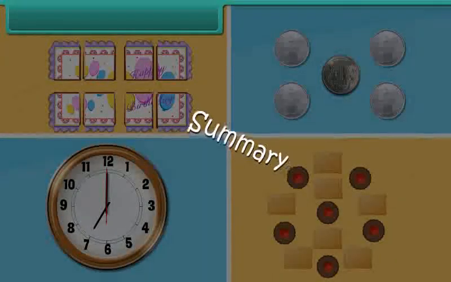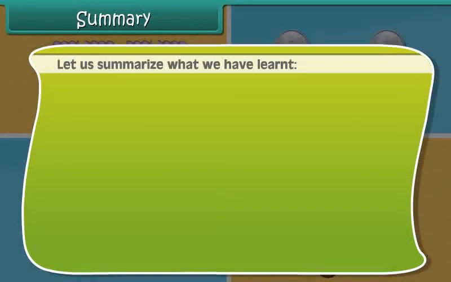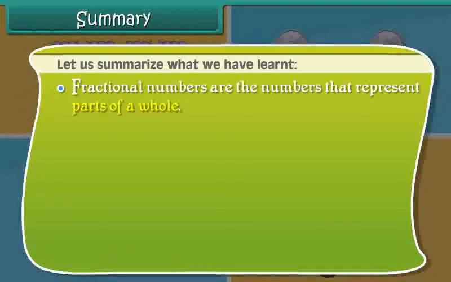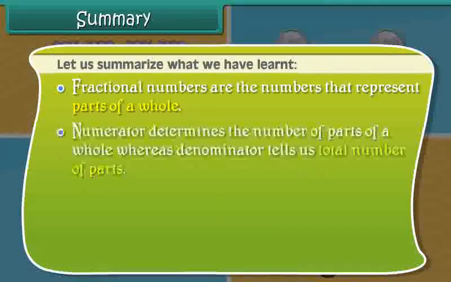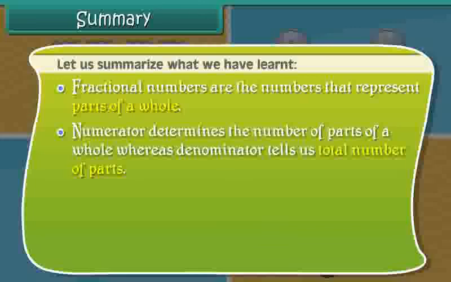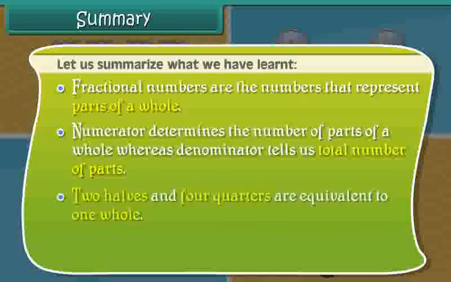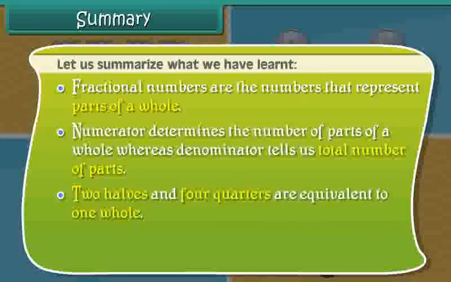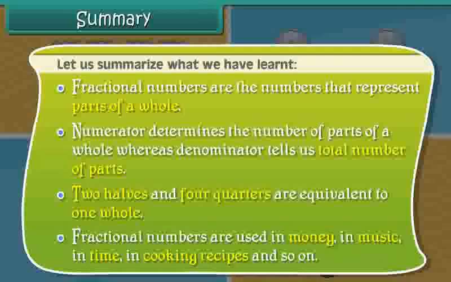Summary. Let us summarize what we have learned. Fractional numbers are the numbers that represent parts of a whole. Numerator determines the number of parts of a whole, whereas denominator tells us total number of parts. 2 halves and 4 quarters are equivalent to 1 whole. Fractional numbers are used in money, in music, in time, in cooking recipes, and so on.